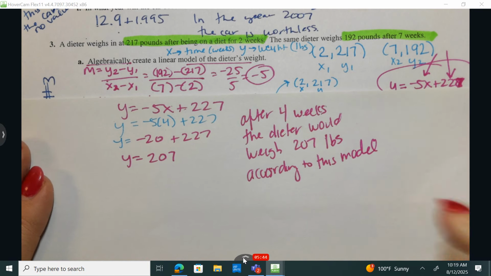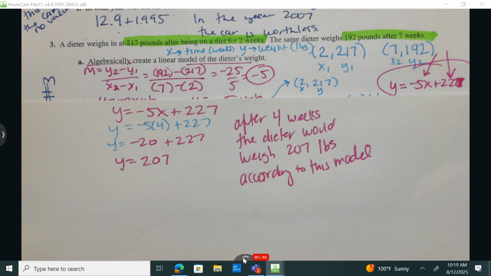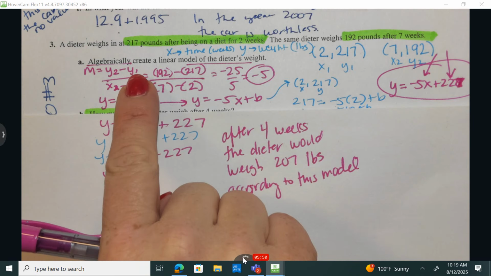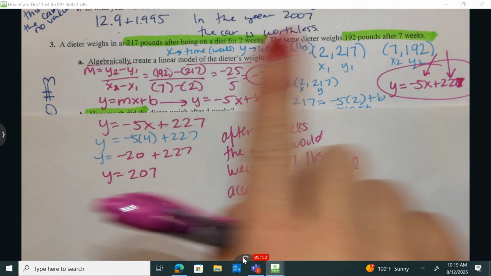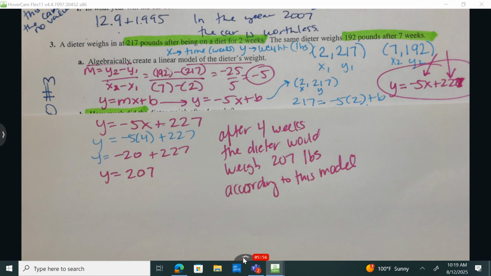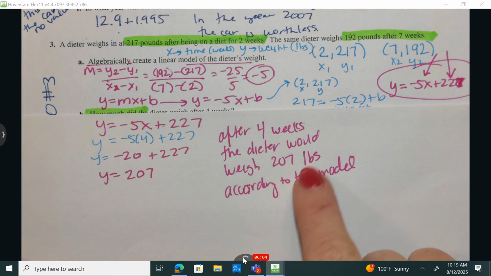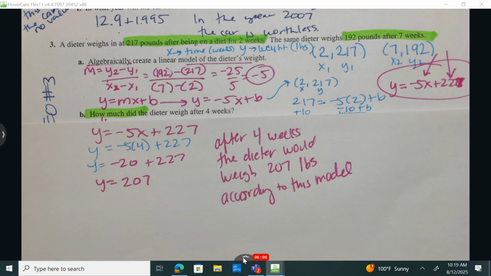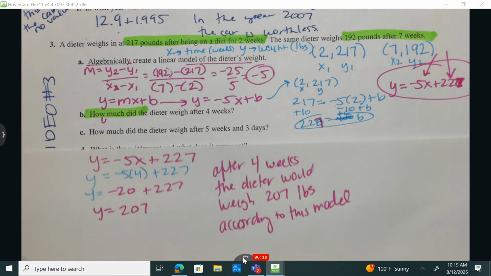And it's important to say according to this model, because if they provided you an ordered pair that was from week 2 to week 10, it's possible that the model would look different. Maybe from 2 weeks to 10 weeks, on average, they only lost 3 pounds, and then for that reason, our prediction after 4 weeks would be different because we'd have a slightly different model. Let's go to the next part.